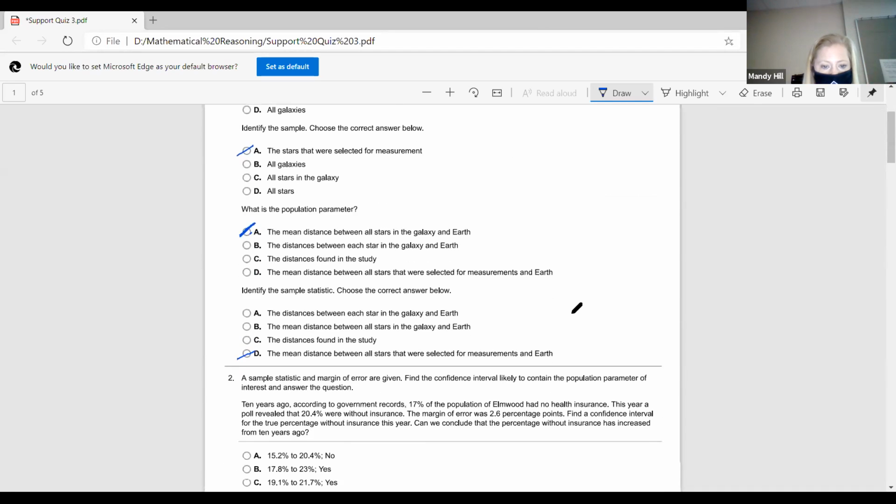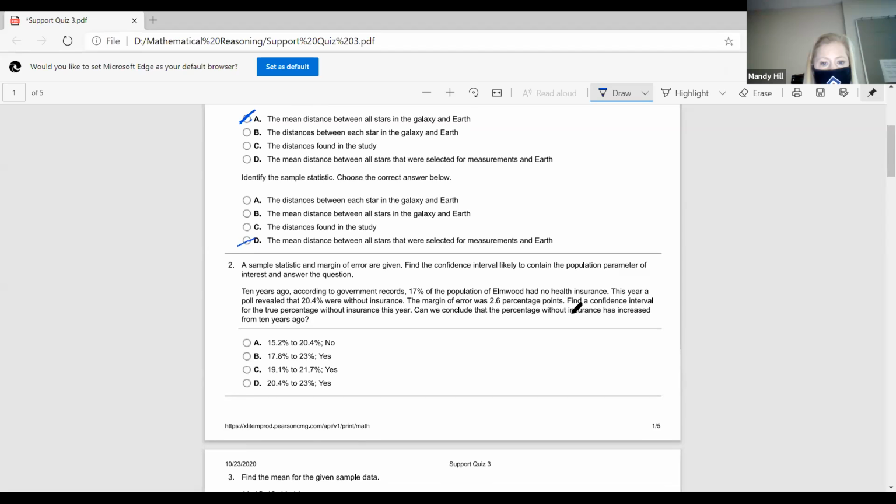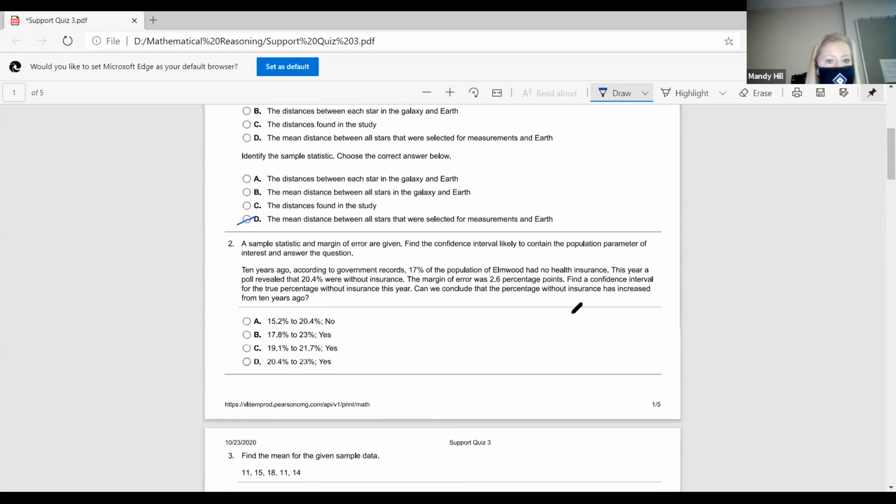A sample statistic and margin of error are given. Find the confidence interval likely to contain the population parameter of interest and answer the question. Ten years ago, according to government records, 17% of the population of Elmwood had no health insurance. But this year, a poll revealed that 20.4% were without insurance. The margin of error was 2.6 percentage points. Find a confidence interval for the true percentage without insurance this year. Can we conclude that this percentage without insurance has increased from 10 years ago?